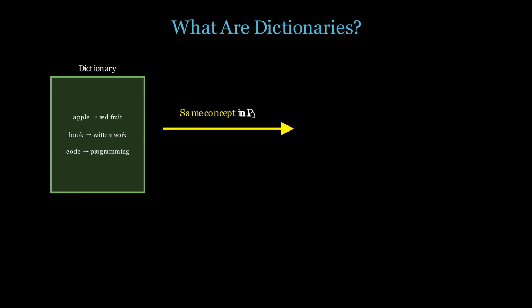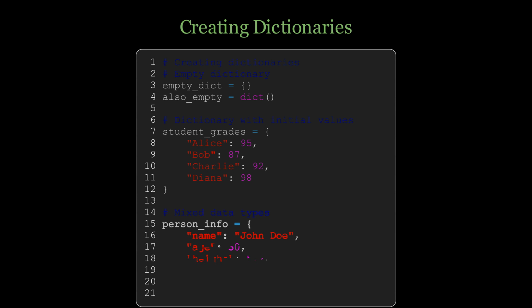In Python, we create dictionaries using curly braces with key-value pairs separated by colons. Here, student names are keys, and their grades are values. Let's explore the various ways to create dictionaries in Python. Dictionaries can be created with curly braces or the dict constructor. Keys and values can be different data types, strings, numbers, booleans, even lists.